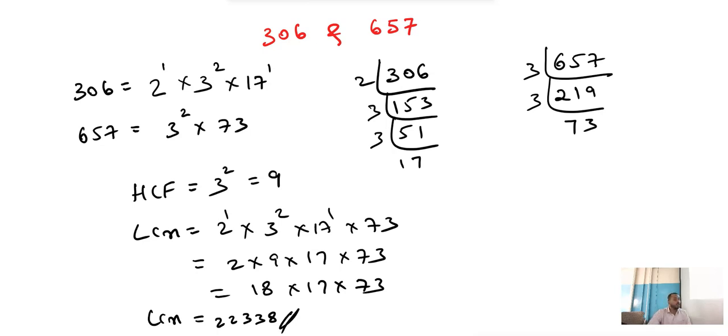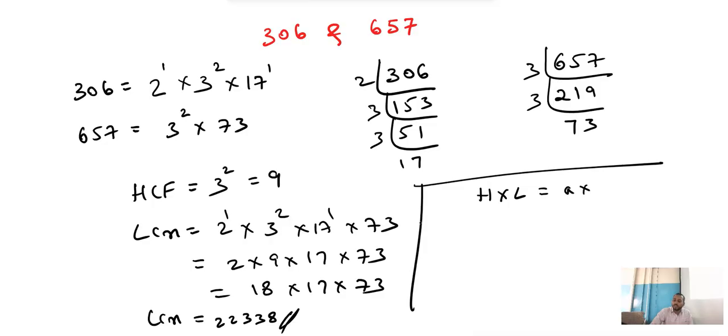Is this clear? Now, sometimes they may ask you to verify this. How to do the verification? Let's see, children. To verify this, we have to use the relation. What is the relation? H into L is equal to A into B. Please follow these steps.